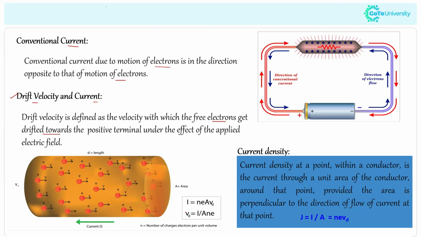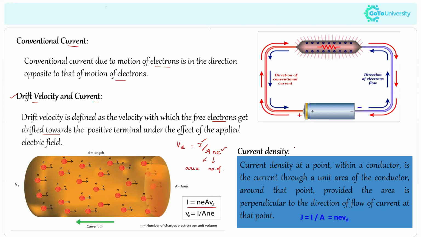Usually, the drift velocity can be calculated using the formula Vd is equal to I divided by nAe. Here, I represents the current, A represents the area of the conductor, n represents the number of charges, or else we can say the number of charges per unit volume, and e here represents the charge of an electron. So by using the drift velocity, we can calculate the current as well. By rearranging the equation, I is equal to neA times Vd.